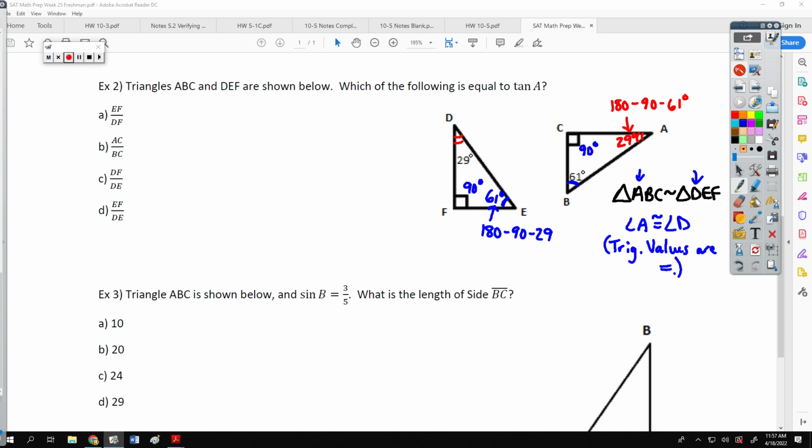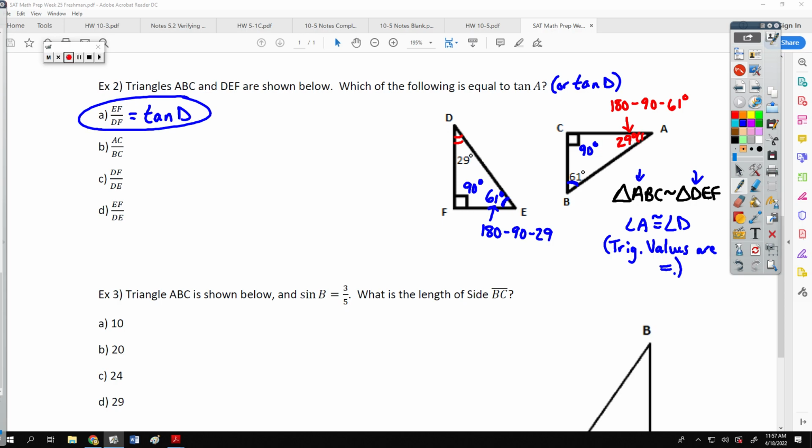So when it says tangent of A, it could be tangent of A or tangent of angle D, either way. So when we're looking at these, EF over DF is equal to the tangent of angle D. That would be opposite over adjacent for angle D, which means A is the correct answer.